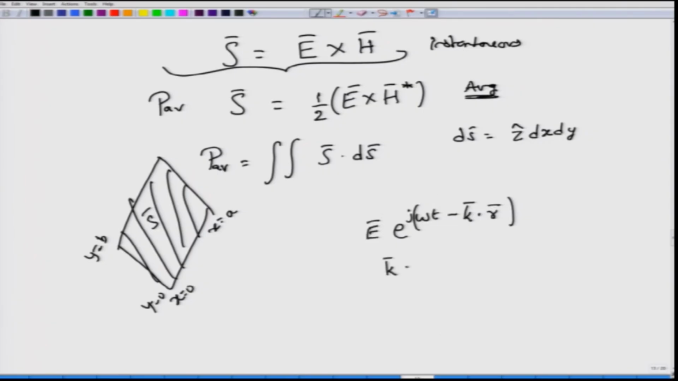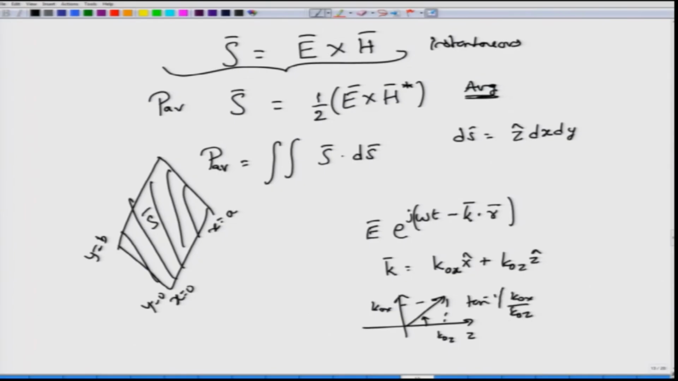So, what it means is that k can be k0x x hat plus k0z z hat. In the previous case, we had considered only that the wave k will be directed along the z axis. In this case, I am considering the k vector to have components along both axes, in a direction at a certain angle with respect to z axis, having a value along x and a value along z. So, it is not purely propagating along the z axis, but at a certain angle which is given by tan inverse of k0x by k0z.